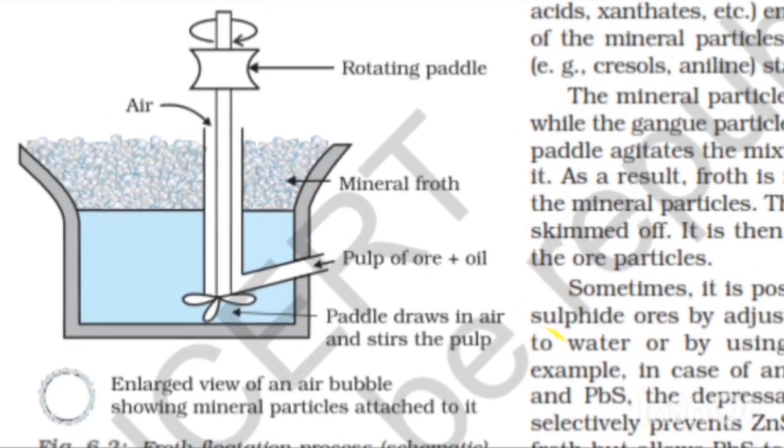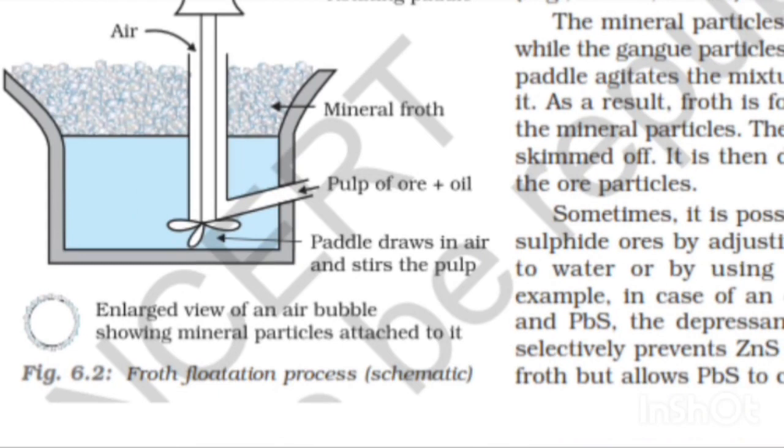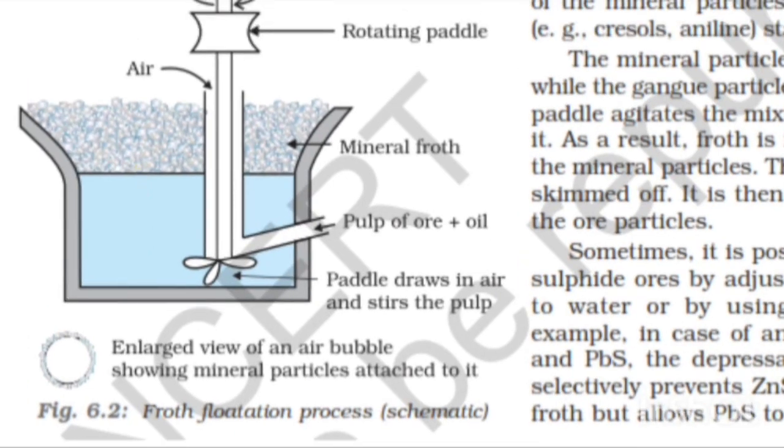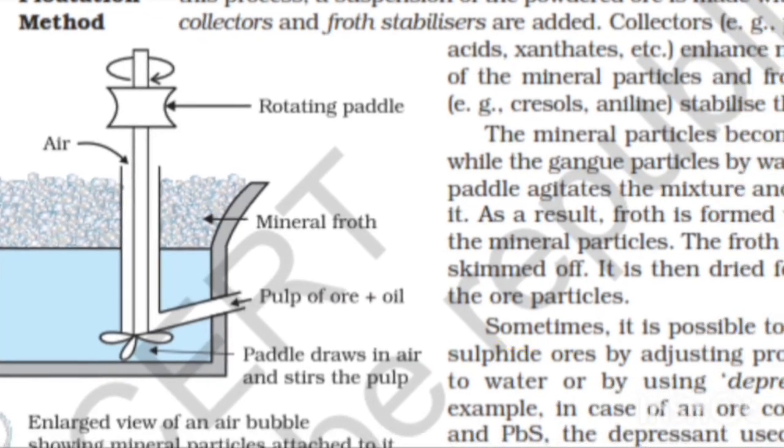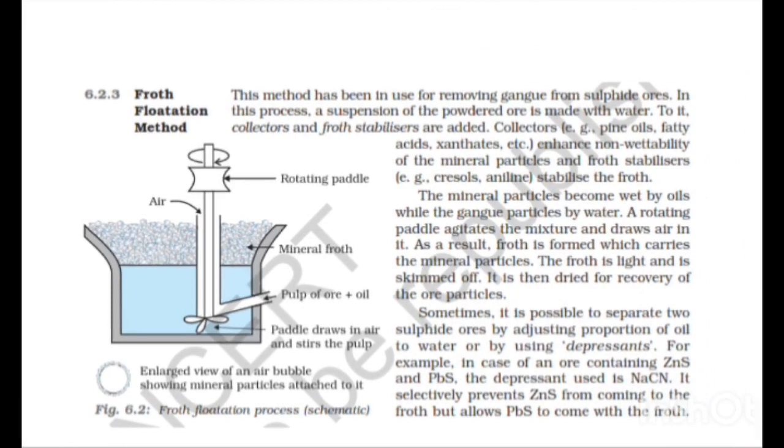Here is the same with a different presentation. The pulp of ore and oil is collected, and the paddle draws in the air and stirs the pulp, and the mineral froth, which is a sulfide mineral, forms above, with the rotating paddle connected with a motor, and compressed air is passed. This froth will be collected. So this method is called the froth flotation method.